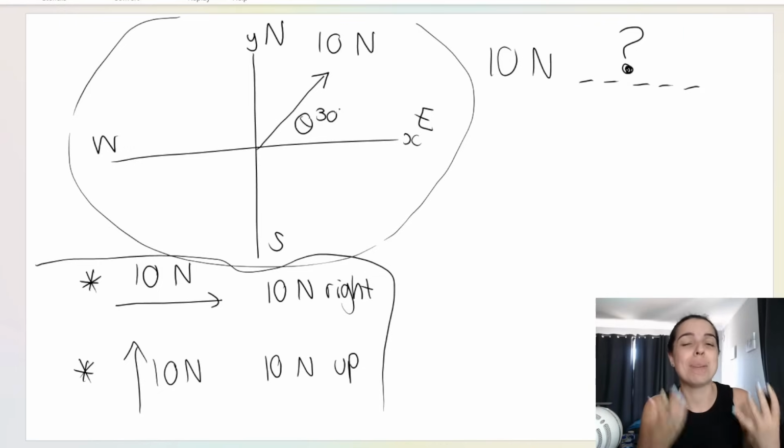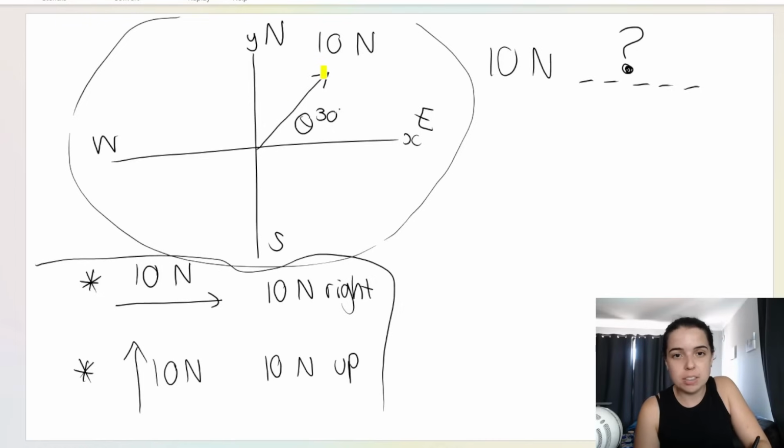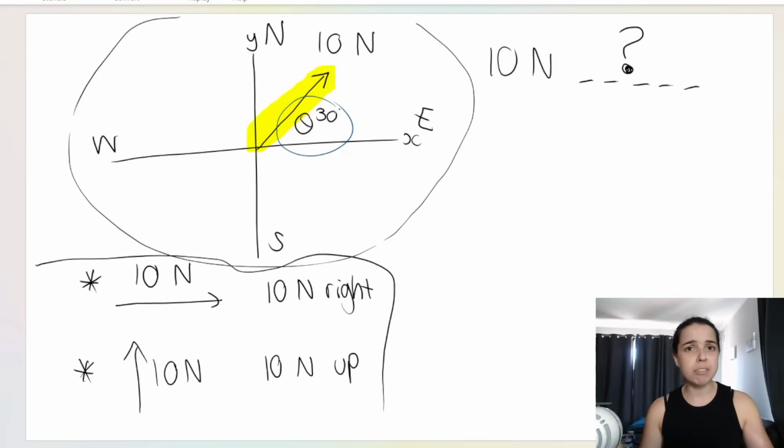It's not enough information. There are other ways that you need to be able to tell me the exact direction of this 10 Newton vector over here. When I say this 10 Newton vector, I mean this one over here. You need to give me the exact direction, and you need to mention this angle as well. So how do we do this? What are the different methods?